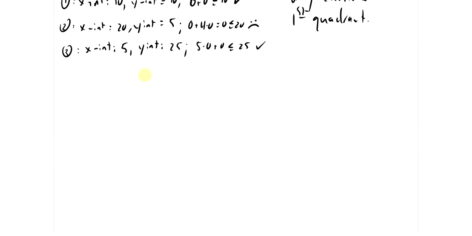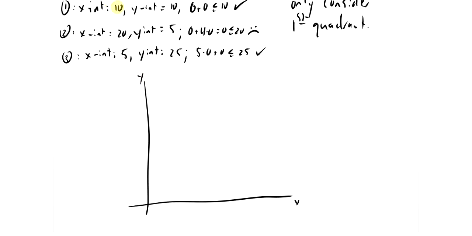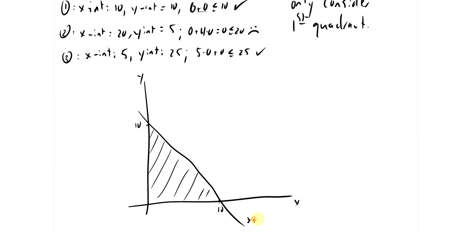We want only the first quadrant. There's my x-axis, there's my y-axis. This first line has x-intercept 10 and y-intercept 10, so we'll put in a 10 and a 10. The line looks like that. We want the side that 0, 0 is on, because 0 is less than 10, so we shade this side. And we write down here x plus y equals 10, so we know which line we're looking at.